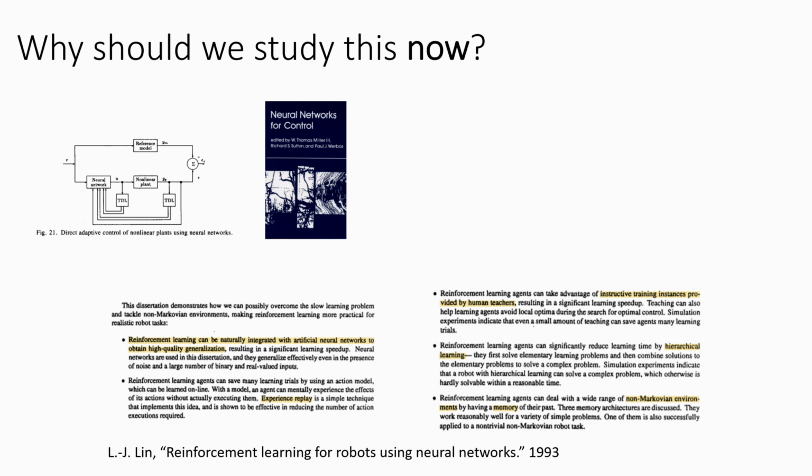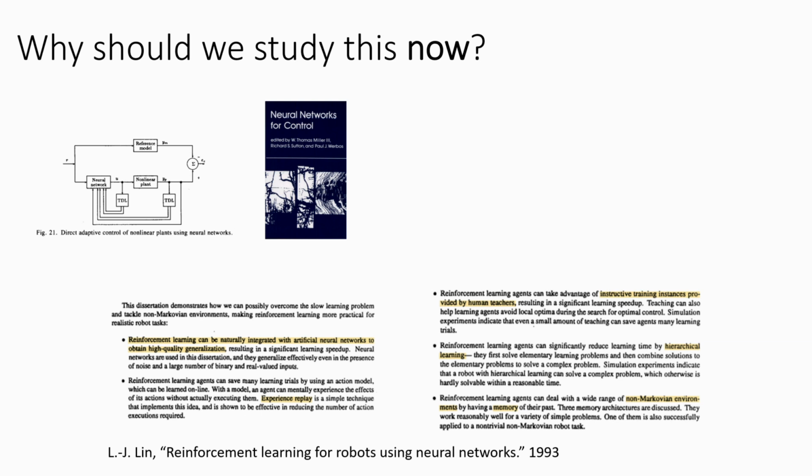It says that experience replay is a simple technique that implements this idea and is shown to be effective in reducing the number of action executions required. We'll actually study experience replay in this course when we talk about Q-learning, and we'll discuss how it's a really important component in getting practical Q-learning algorithms that really work. Instructive training instances provided by human teachers can result in significant learning speedup. So we'll talk a lot in this course about imitation learning and also other ways that we can incorporate human-provided demonstrations into the learning process. And that turns out to be a really effective tool, especially for the more complex behaviors.